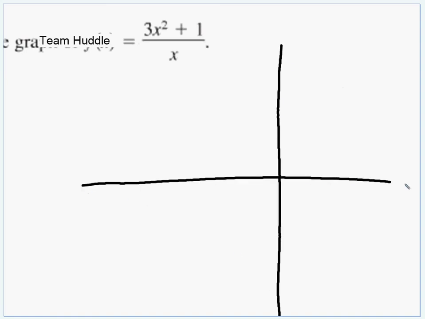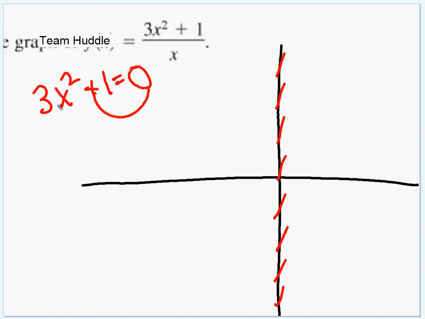So we set our denominator equal to 0. We get x is 0. That means we have a vertical asymptote here on the y-axis. If we set the numerator equal to 0, 3x squared plus 1 equal to 0, you're going to subtract 1 and divide by 3, and that's a negative number, and we can't take the square root. So this graph has no x-intercepts. Let's find our slant, though.